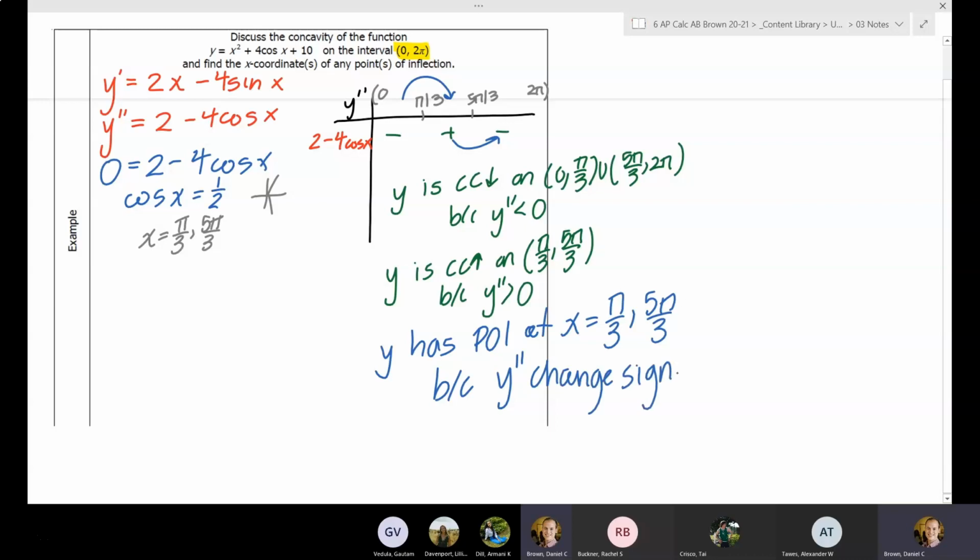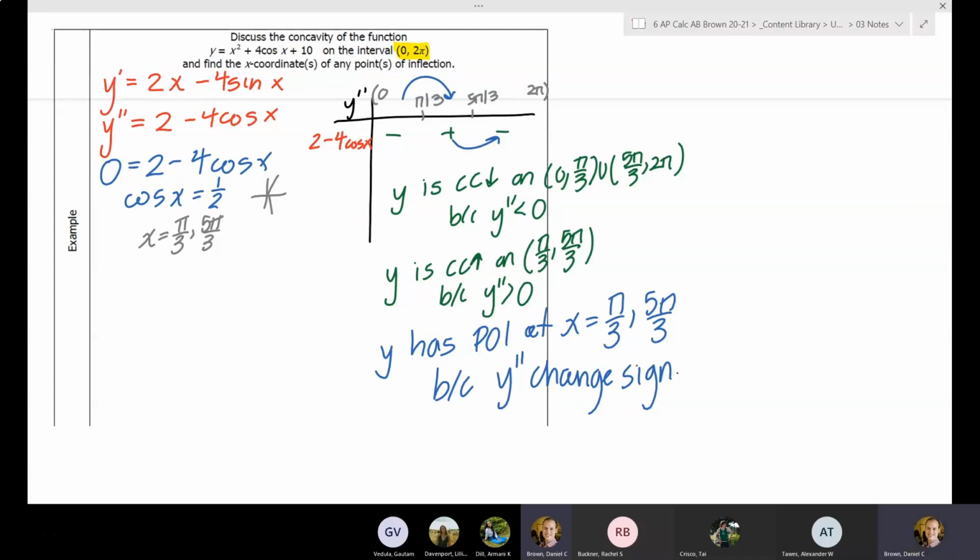I think one of the most common mistakes I see when it comes to points of inflection is students want to say that points of inflection occur when the second derivative is equal to 0, and that's not the case. You still need to always make a sign chart to make sure that it is changing signs. And I'll give you an example of that before I finish out notes. But any questions on that problem?